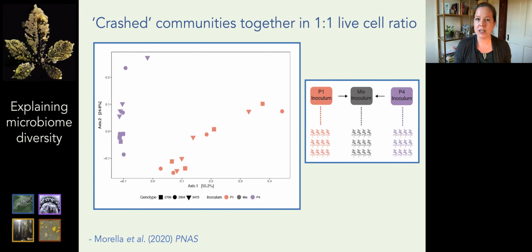And what she did is she sprayed plants in the greenhouse with either the inoculum that came off of the plants from passage 1, so at the start of the experiment, or the inoculum that came off of the plants at passage 4, so our selected microbiome, or a 1-to-1 mix of live cells. So she used live dead droplet digital PCR to measure the actual number of live cells in each of our inocula and made a 1-to-1 mix.